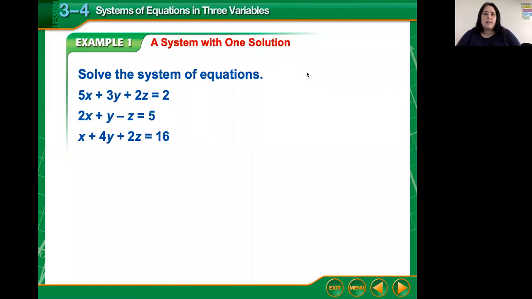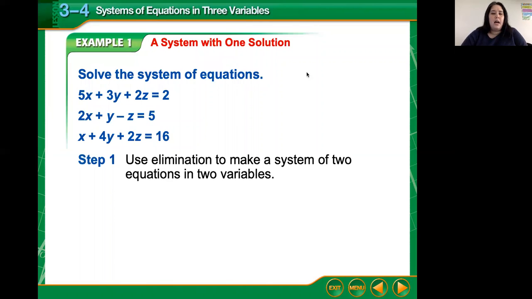So we're going to take a look at systems with one solution, no solution, and many solutions. But we're going to start with the one solution. By using elimination, we're going to get this down to a 2-variable system, solve the 2-variable system, and then apply those values into the third.